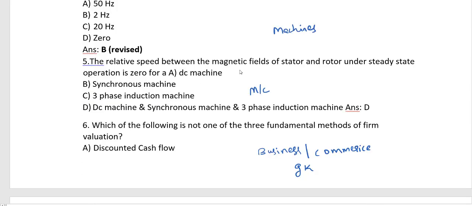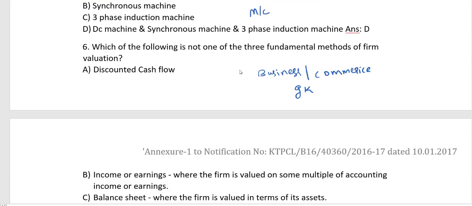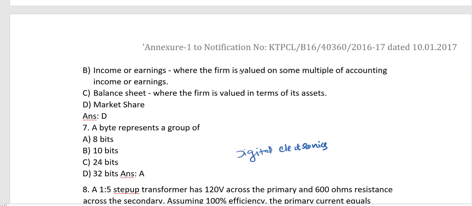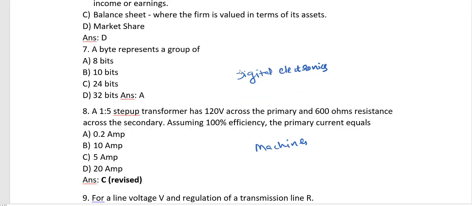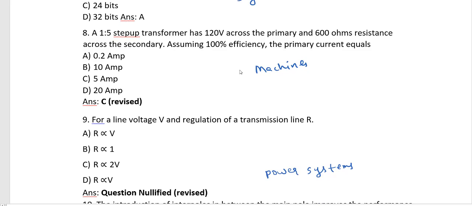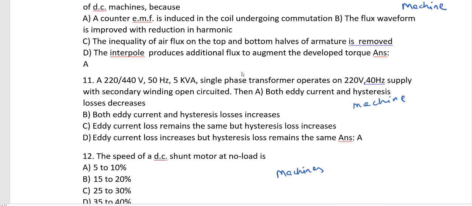Sixth one, it is a general knowledge question, or you can consider it a business and commerce oriented question. Seventh one, this is a digital electronics question. Eighth one, a machines question again. Ninth one is power systems. Tenth one, also machines. Again machines, again machines.